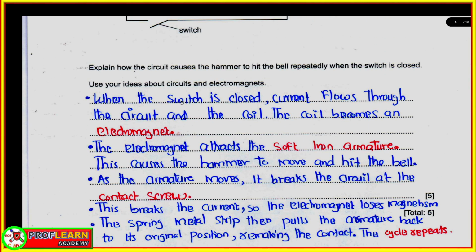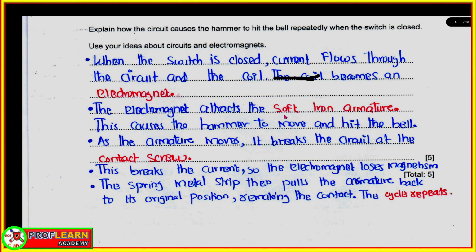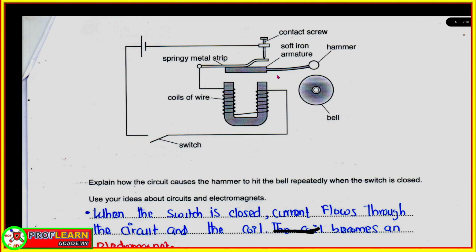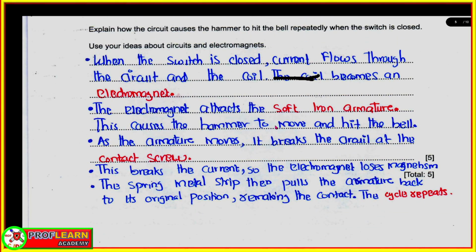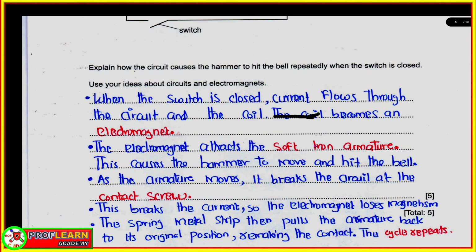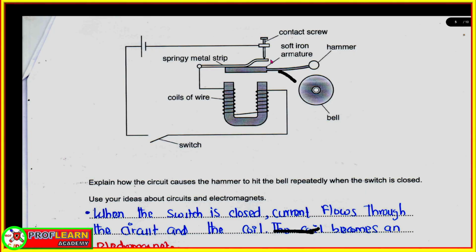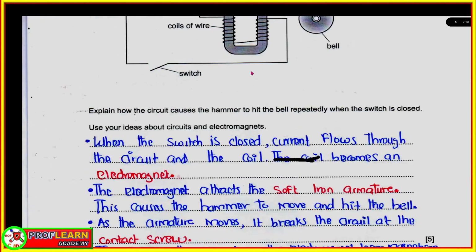You are going to say, when the switch is closed, current flows through the coil, the coil becomes an electromagnet. The electromagnet attracts the soft iron armature, and this causes the hammer to move and hit the bell. So as the armature moves, this breaks the circuit at the contact at this particular point, and the current stops flowing.